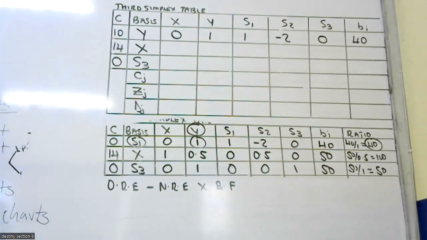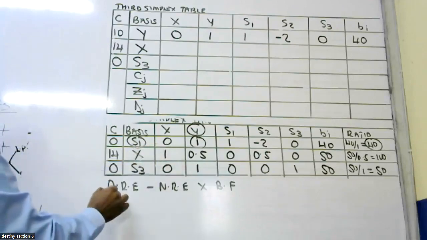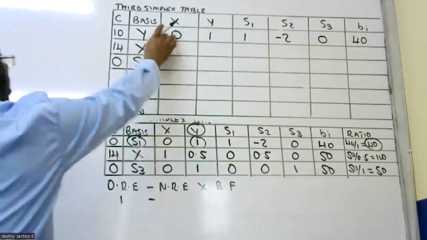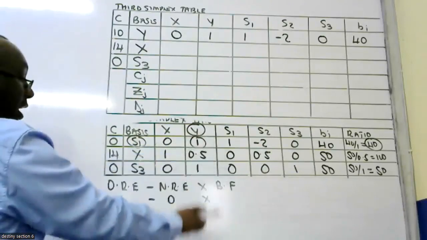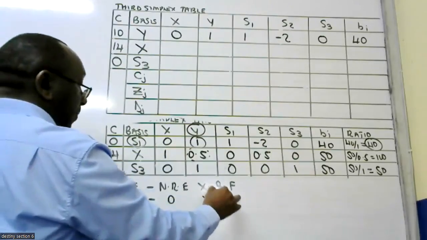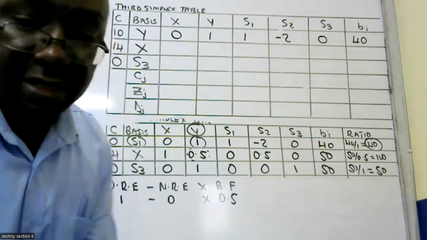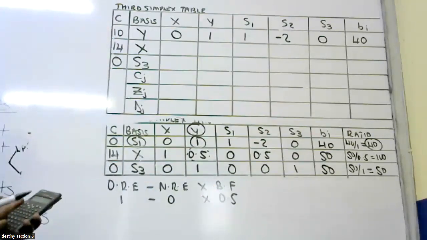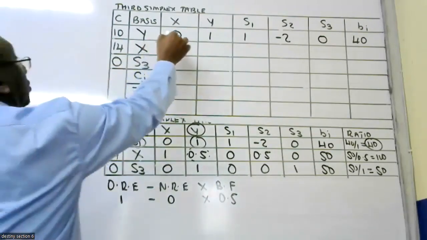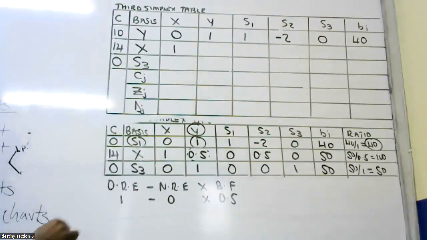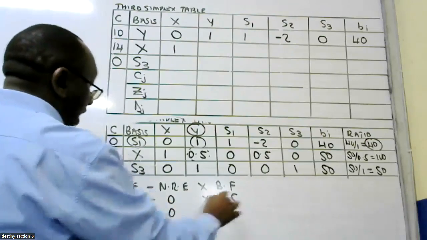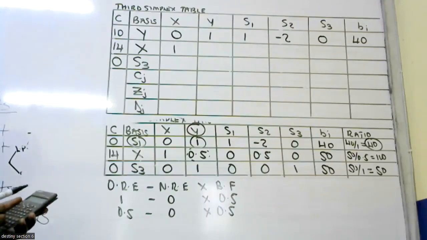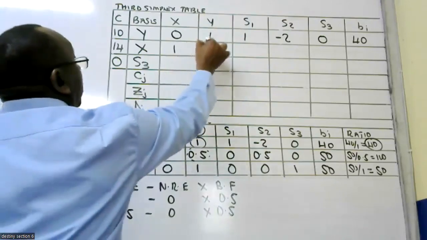Old row element minus new row element, you multiply by the balancing figure. Sasa tukianza hii X, this is the old row, so it is 1 minus the new row. New row iko na 0. Balancing figure, I told you, is the value at the intersection of the key column and the old row that you're dealing with. So this one, 0.5. So sasa with that, utasema 1 minus 0 times 0.5 is 1. Naweka 1 hapo. Kuja kwa hii ingine. 0.5 minus 0 times 0.5 is 0.5. Hapo.